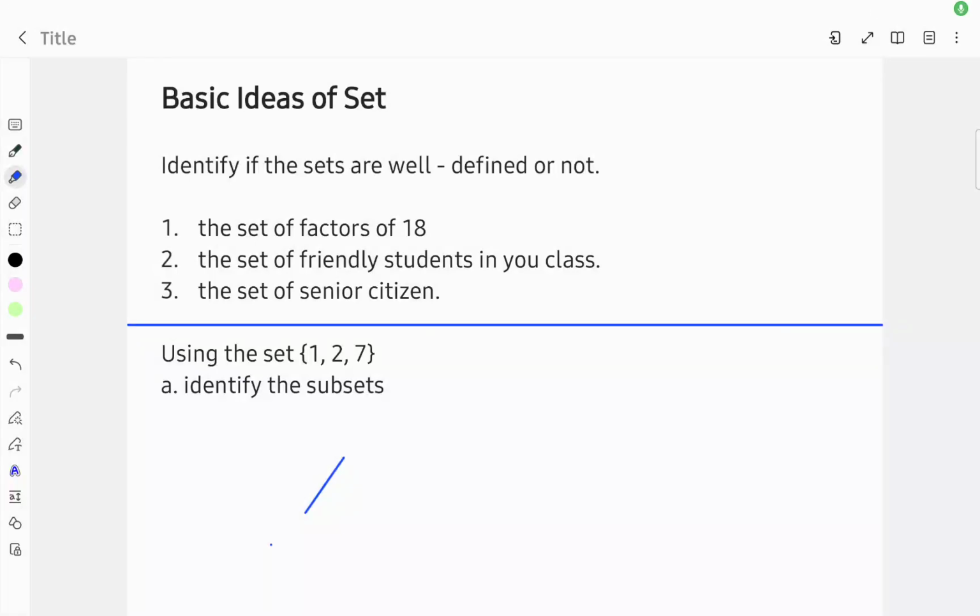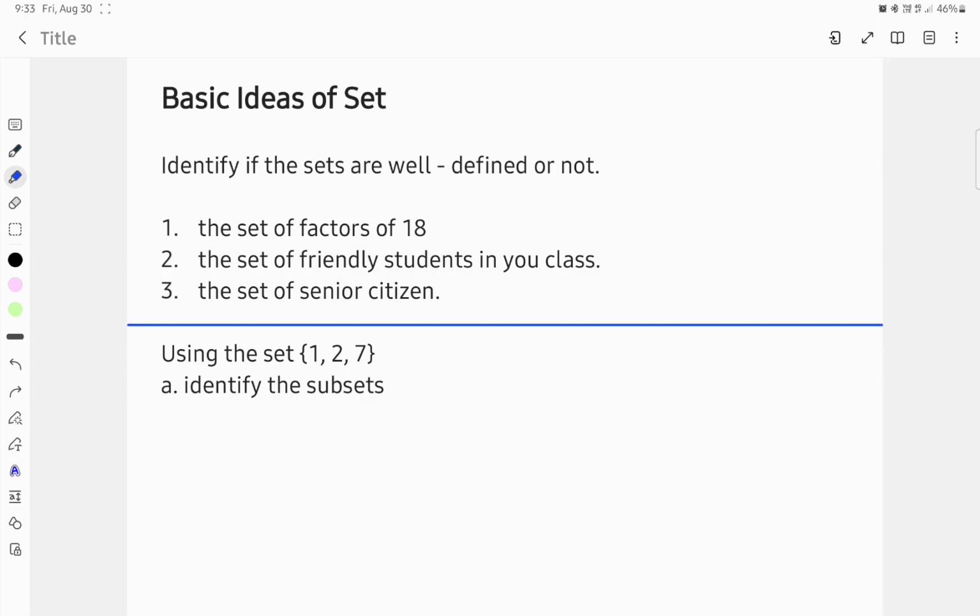Everyone, welcome to this video, and in this video we're going to discuss some basic ideas about sets through some exercises that I have prepared that I copied from a book, which is E-Math by Set. So let's have this one. Identify whether the sets are well defined or not. Remember that a set should be well defined. So let's see this one.